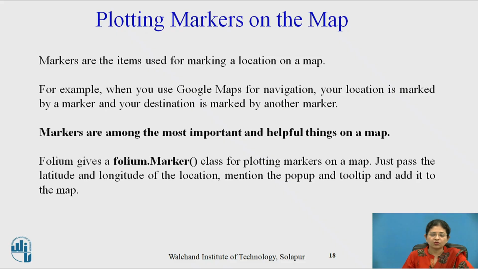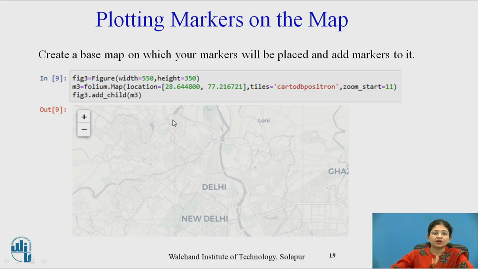Folium gives the folium.Marker class for plotting markers on a map. Just pass the latitude and longitude of the location, mention the pop-up and tooltip, and add it to the map. So let's see how to add the pop-up and tooltip in our map. Create a base map on which your marker will be placed and add the marker to it.